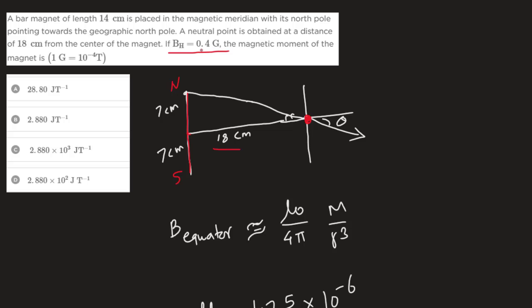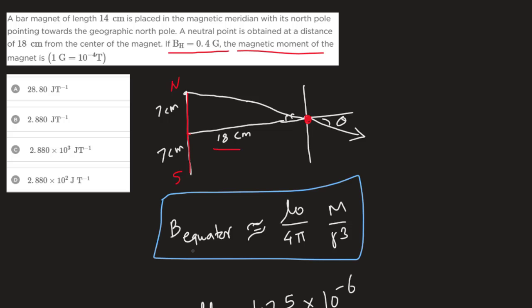The horizontal component of the earth's magnetic field is given at this point. The magnetic moment of the magnet is, so we have to calculate the magnetic moment or the magnetic dipole moment of the magnet. To solve this problem, you need to know this formula. What it says is the magnetic field on the equator. If you consider this magnet, then this will become an equator.